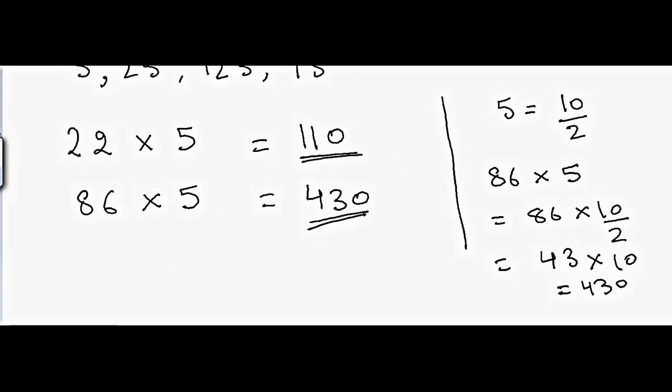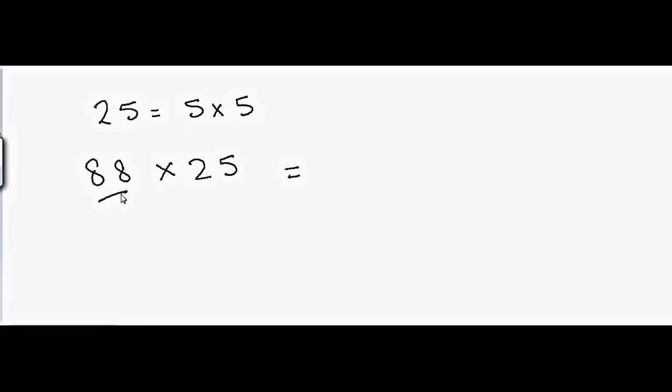Now let's go to 25. If I have to multiply any number by 25, we know that 25 is equal to 5 into 5. So instead of dividing by 2, we will divide by 4. Now suppose I have 88 and I want to multiply it by 25. In this case, I will divide 88 by 4. So that will be equal to 22, and then I put 20 in the end. So that is my answer.